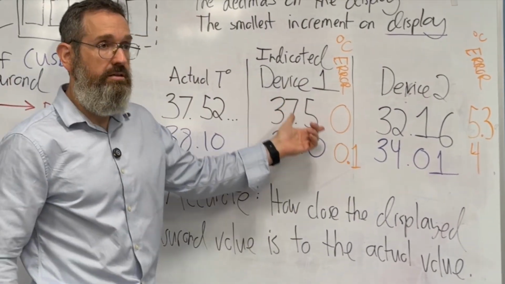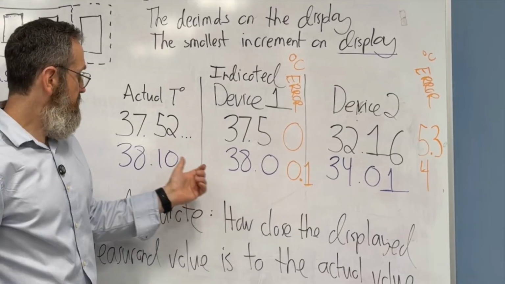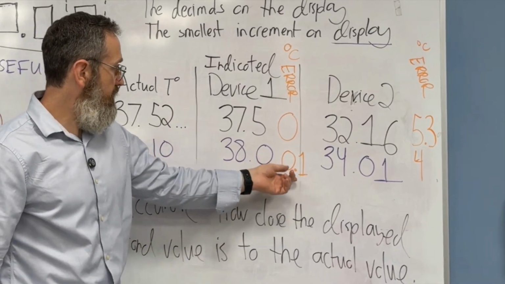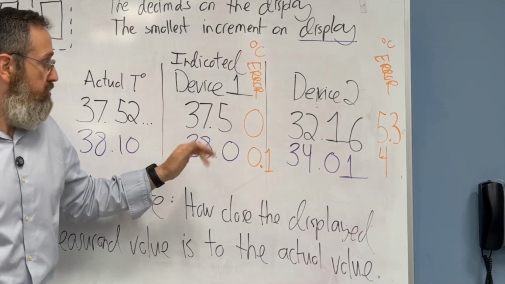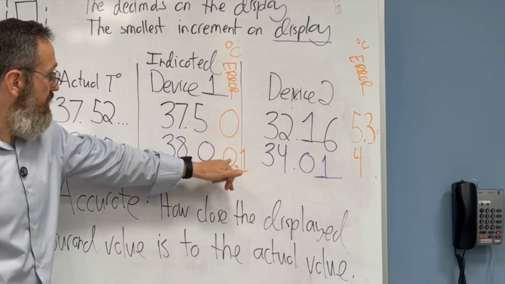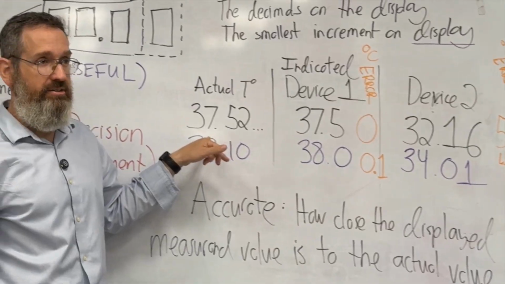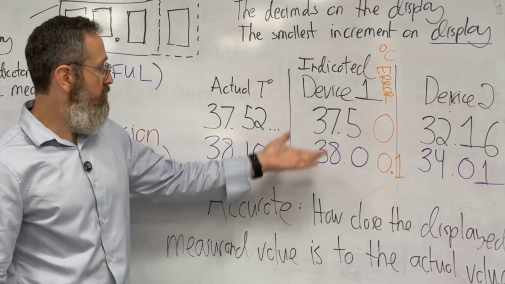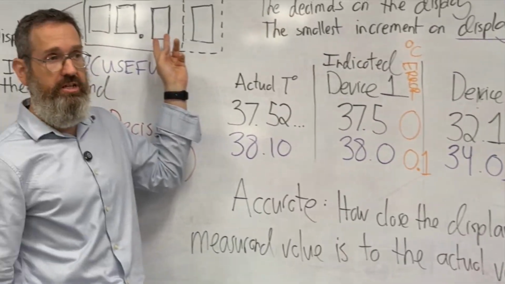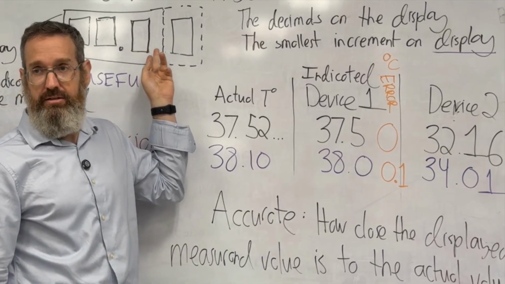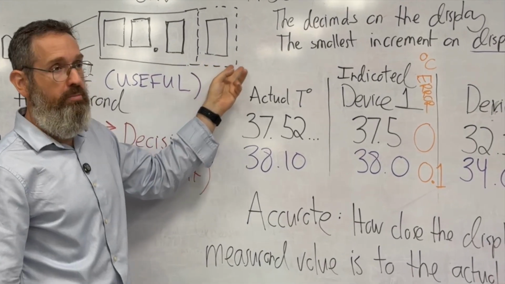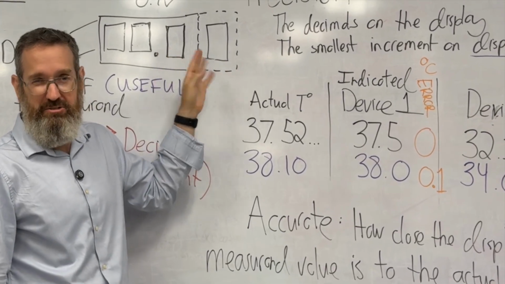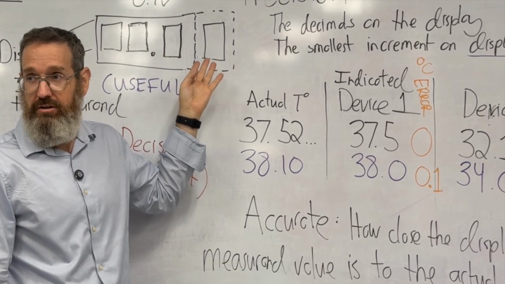This device is giving a reading, based on this experiment, to within 0.1 degree of the actual value, which is roughly where its precision is. And I think that's pretty good. We could talk a little bit more about it because there's rounding errors here as well, but I don't want to deal with that just yet.